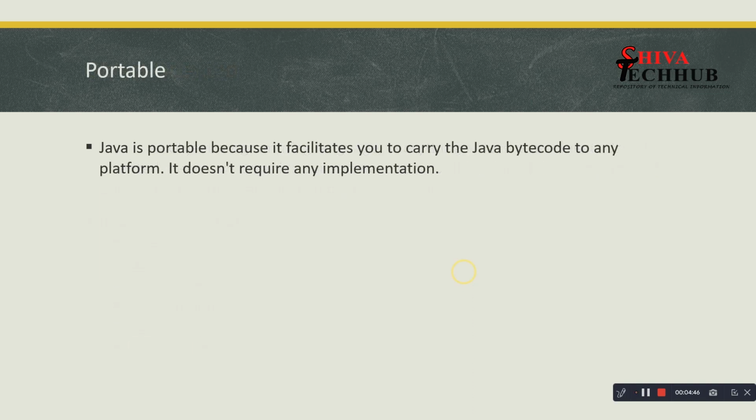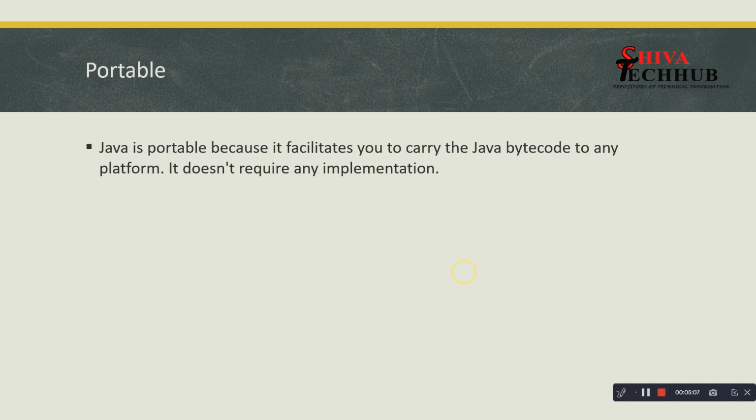Okay, so next we'll be looking at how Java can be said to be portable. And what is the meaning of portable? Anything that can be carried from one place to another is portability. When it comes to programming, Java is portable because it facilitates you to carry the Java bytecode to any platform.